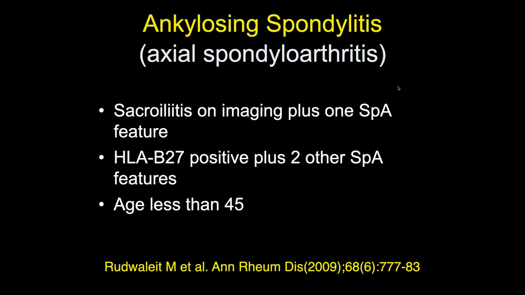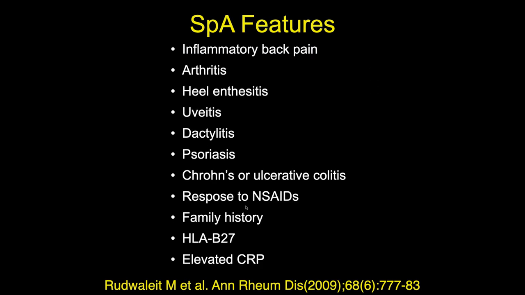So how do you make the diagnosis? Well, this is actually changing nowadays, but you like to see sacroiliitis on imaging plus one spondyloarthropathy feature, or HLA B27 with two spondyloarthritic features, age less than 45. Or in this day and age, we really should make this diagnosis before age 20. Age 45 is really going to be end-stage disease. The spondyloarthritic features that you're looking for are inflammatory back pain, inflammatory arthritis in other joints, enthesitis, uveitis, dactylitis, psoriasis, Crohn's or ulcerative colitis, response to NSAIDs, family history, HLA B27 positive, and elevated CRP. And the diseases you're looking for are not just ankylosing spondylitis, but Crohn's disease and ulcerative colitis are in the differential. Psoriatic arthritis is in the differential as well. So those are the diseases that you're looking for.